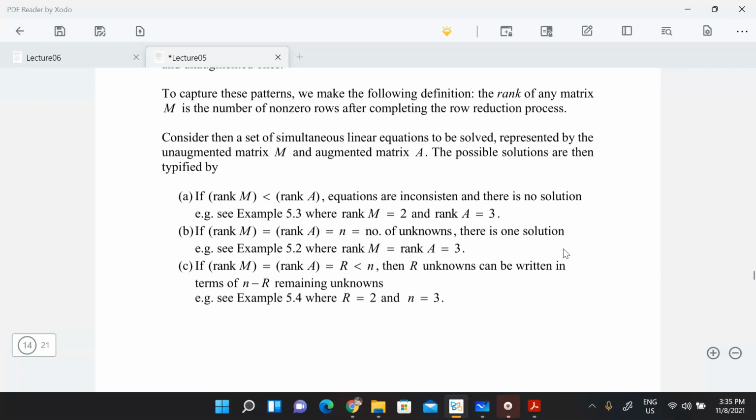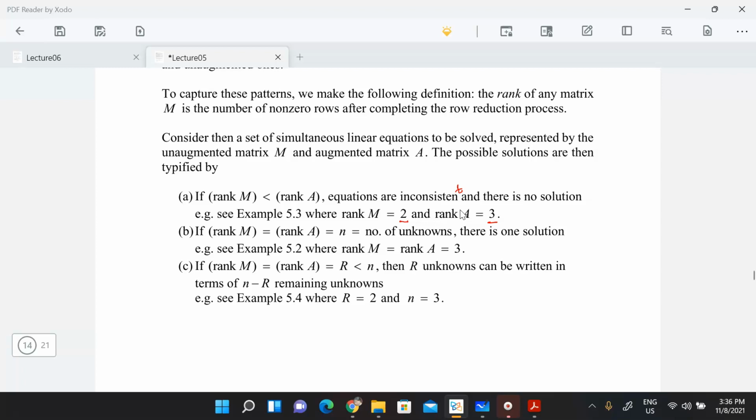If the rank of M is less than the rank of A, then your equations are actually inconsistent. Okay, so in that particular case, there will be no solutions. The one that we had before, your rank of M is 2 and your rank of A is 3. And you can check this later on.